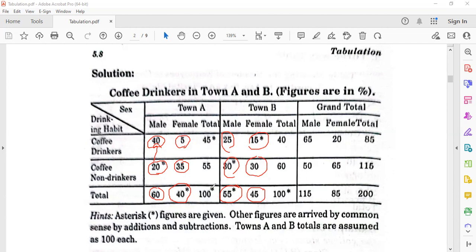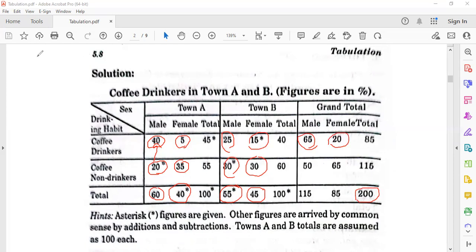So 45 plus 55 is 100 for town A. Similarly, 40 plus 60 is 100 for town B. So when you add 45 plus 40, you're going to get 85. 55 plus 60, you're going to get 115. 100 plus 100, that is how you get the 200. Similarly, 40 male of town A plus 25 male of town B is going to be 65%. Similarly, 5% female of town A and 15% female of town B is going to give a total of 20%. So that is how you adjust the values.